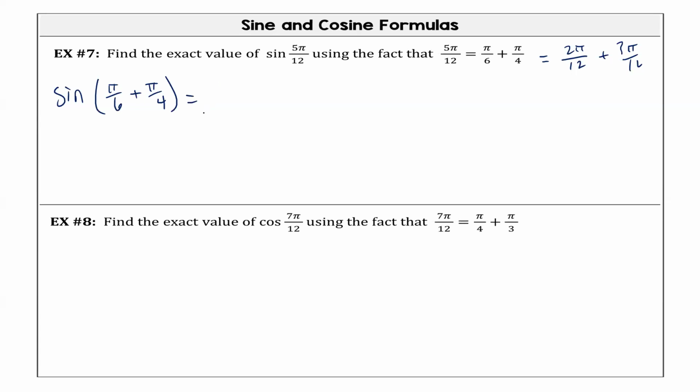In order to solve this, we're following the formula. The formula for this is the sine of the first times the cosine of the second, plus the cosine of the first times the sine of the second. So we're going to plug those in. We have sine of pi over 6 times cosine of pi over 4 plus cosine of pi over 6 times sine of pi over 4. And again, you're using your unit circle.